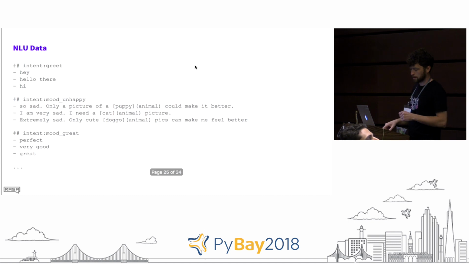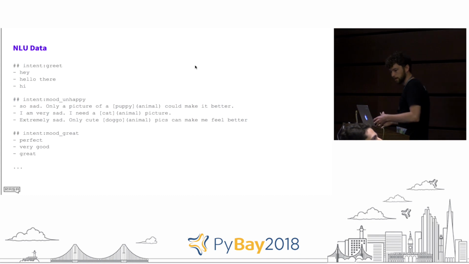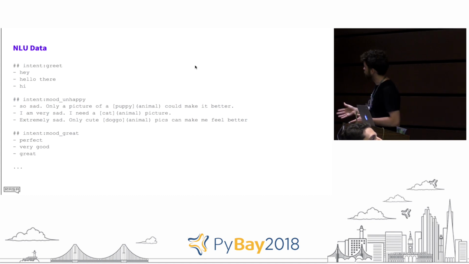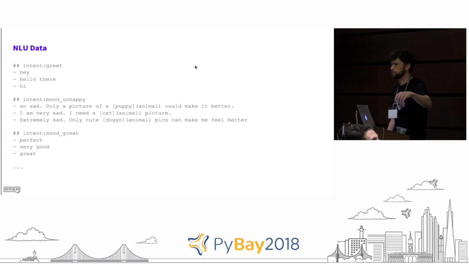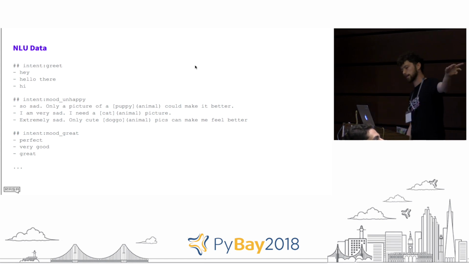Okay, the first thing is the NLU data. For Rasa NLU, this is what the data format looks like. It's markdown, so it's easy to read and easy to manipulate. We group things that people say by the intent. And then if you have entities in there, they're just like links in markdown.